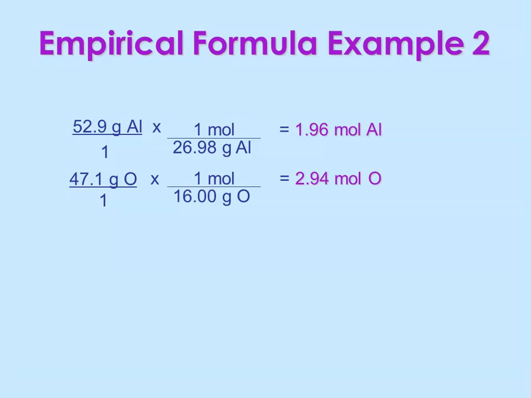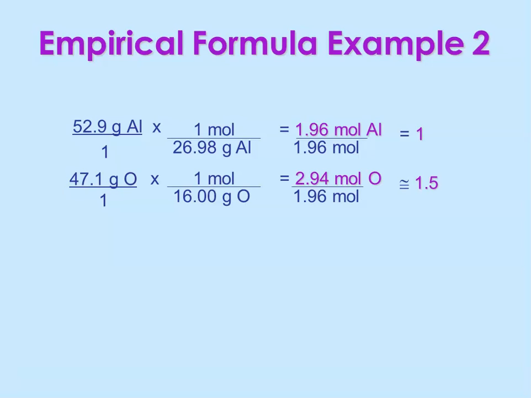The one that has the smallest number of moles is the one that I use to set up my ratios, the 1.96. Aluminum's ratio is obviously going to be 1, and oxygen's is actually closer to 1.5 than it is to 1 or 2. You can't round off fractions once you get to the ratios because what this is telling me is that for every 1 aluminum that's present in my formula, I need roughly 1.5 oxygens.